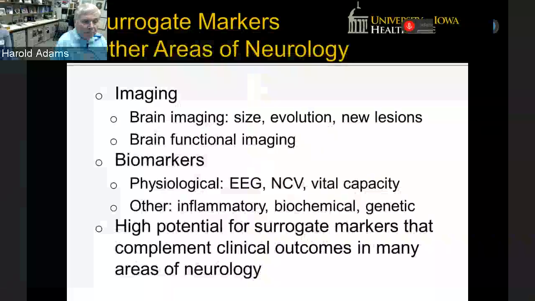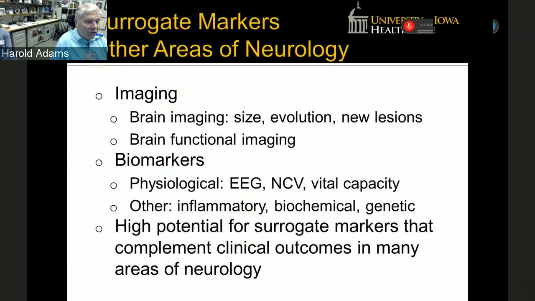Next slide. Now, in other areas of neurology, it is possible that surrogate markers could be used, such as EEG, vital capacity, nerve conduction velocities, some genetic factor, or biochemical factor. I think there's a real possibility that in the future, surrogate markers could be used to support clinical markers in determining outcomes in other areas of neurology.